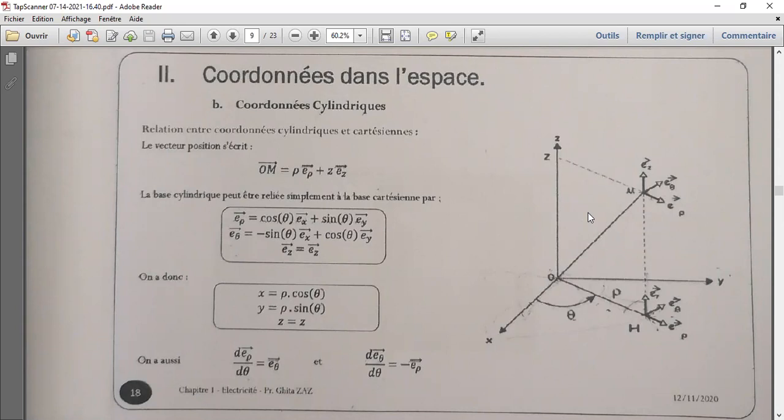Since we're trying to move a bit fast, I'll just explain a bit. I made something for you so that you understand this part very well, because it's a bit complicated.